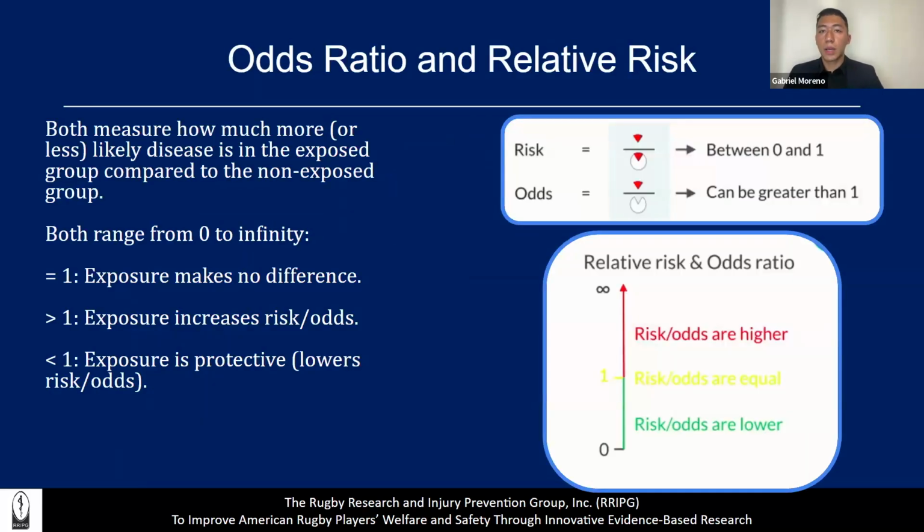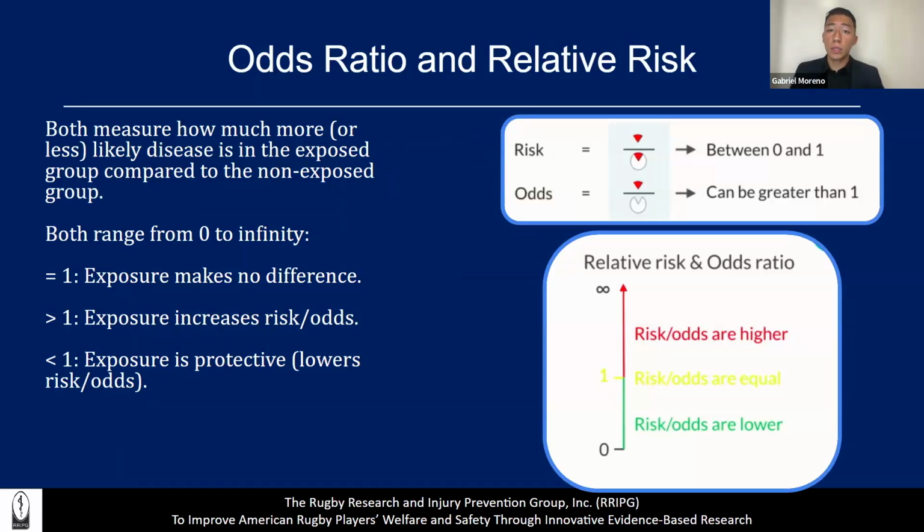Now, for odds ratio and relative risk, this is going to help us understand it a bit better and what these numbers actually mean. They both measure how much more or how much less likely it is for disease to occur in the exposed group compared to the non-exposed. It's always comparing two things. If it's equal to 1, that means the exposure makes no difference. So me smoking has no impact on if I get lung cancer.